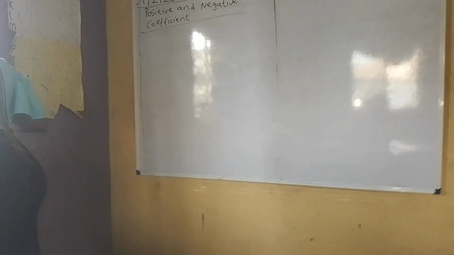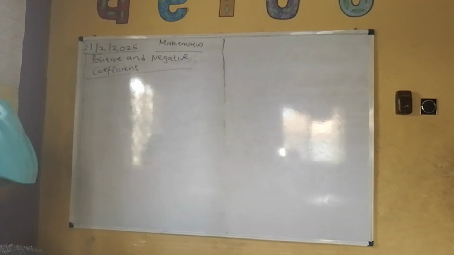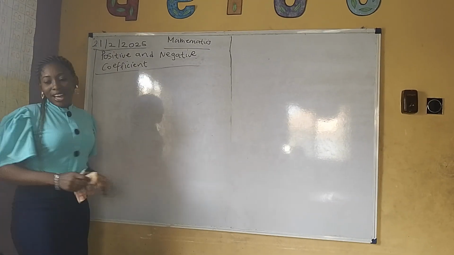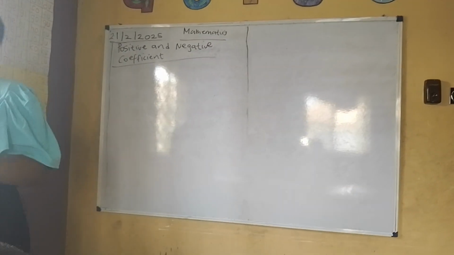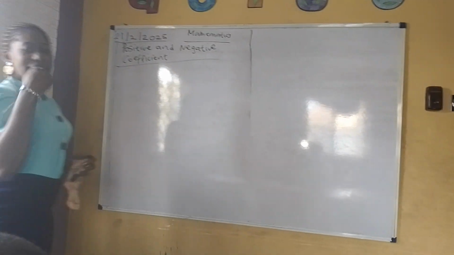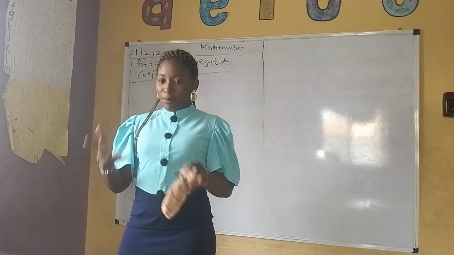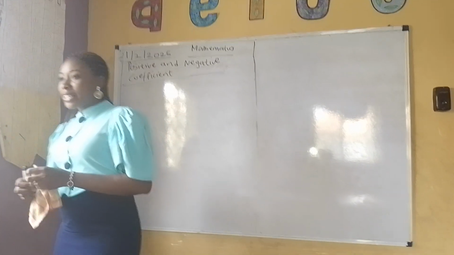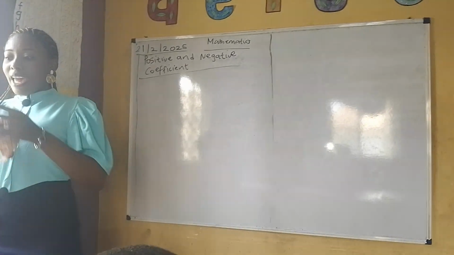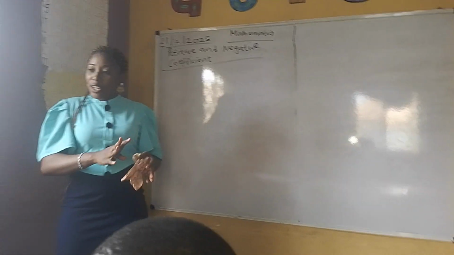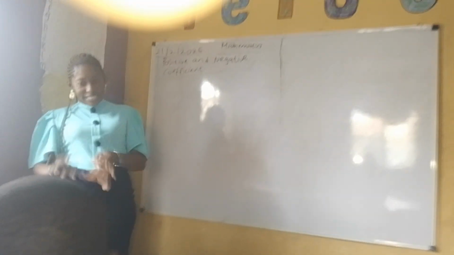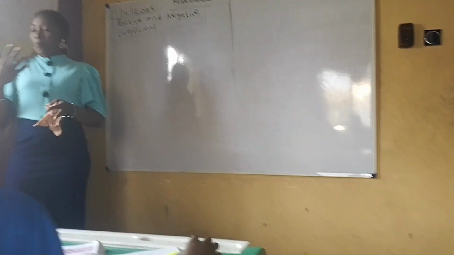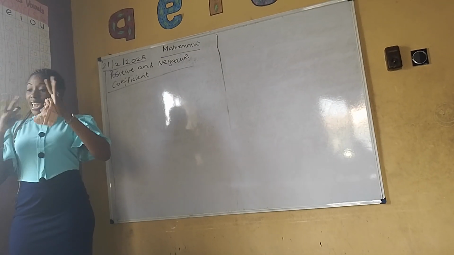To class. Today we'll be looking at positive and negative coefficients. Can we say that? Positive and negative coefficients. Don't forget, we are still talking about algebraic terms. When we talk about algebraic terms, what are we saying? A combination of what? Numbers and letters, in an equation or a mathematical expression.